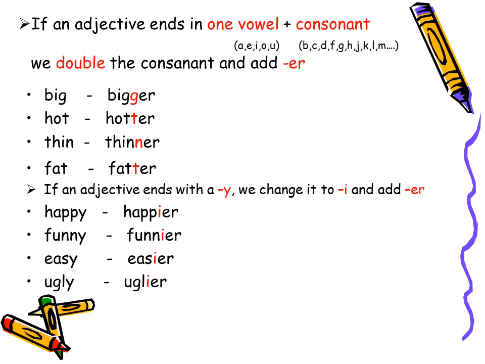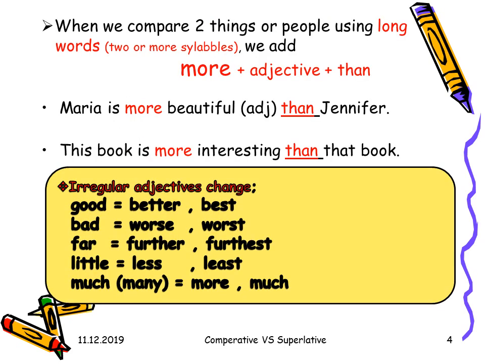If an adjective ends with a y, we change it to i and add er, like happy, happier, funny, funnier, easy, easier, ugly, uglier, and also don't forget than.